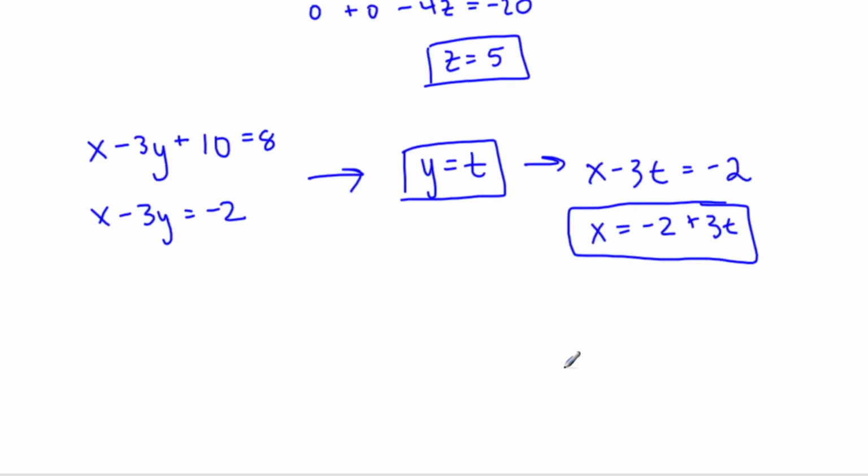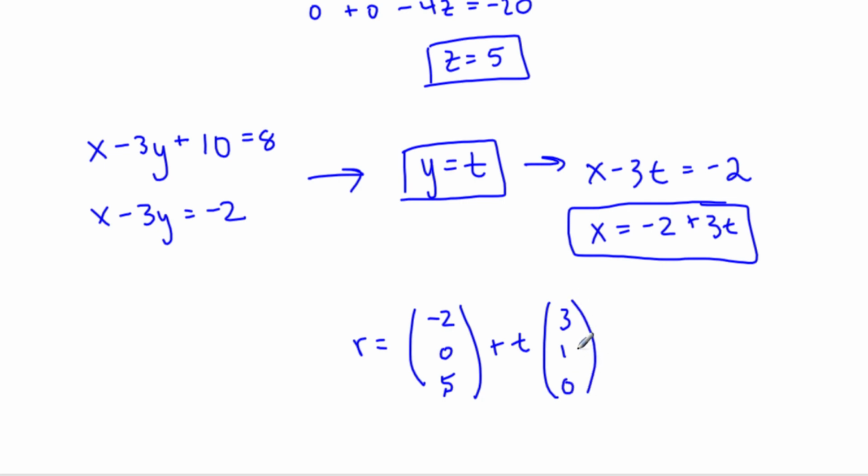I'll write it a little bit differently. I'll say r is equal to (-2, 0, 5), so the x, y, z, plus t times (3, 1, 0): the x will be 3, the y will be 1t, and there are no t's in z, so that's 0. So this will be the vector form of our line.